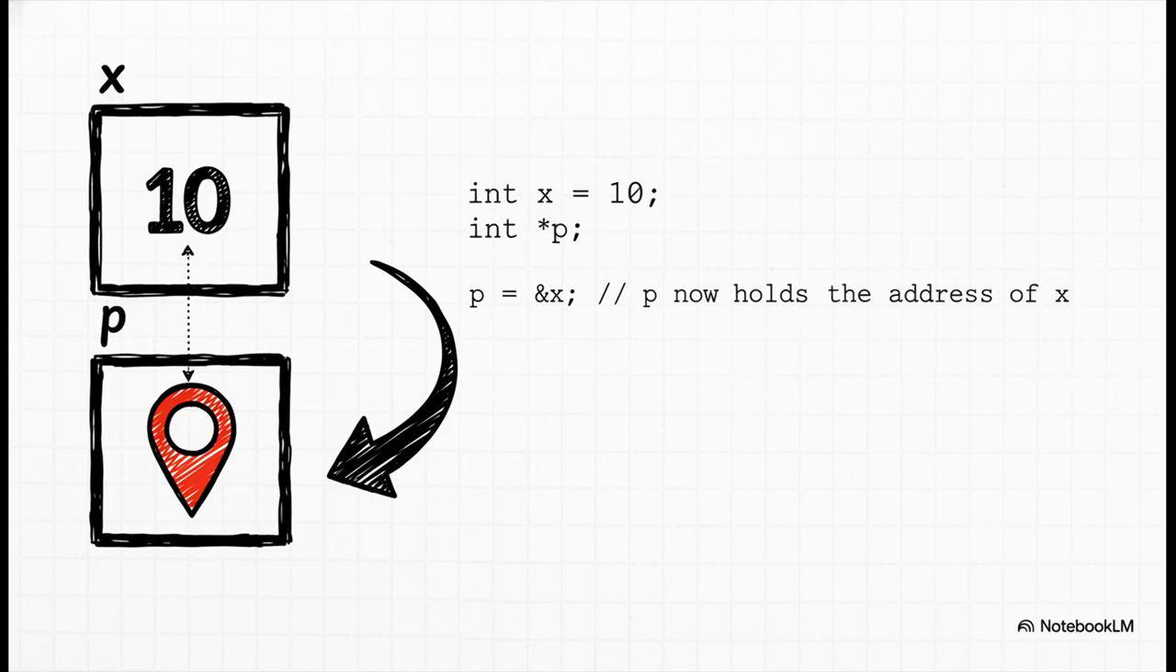First line, easy. We create an integer called x and we stick the number 10 in it. Then we declare a pointer called p. That little asterisk tells C, hey, p isn't a normal integer, it's designed to hold the address of an integer. And then the magic happens on that last line. We say p equals &x. We're telling the computer, go find the address of x and store that address inside my pointer p. And just like that, p is now pointing to x.